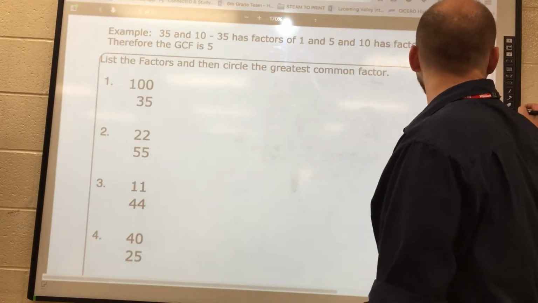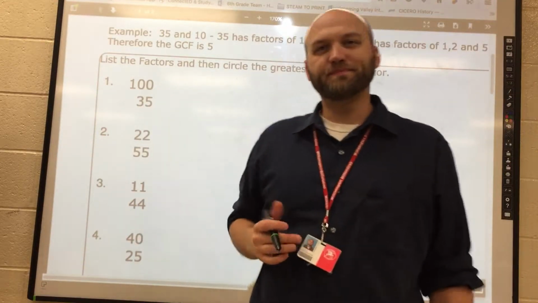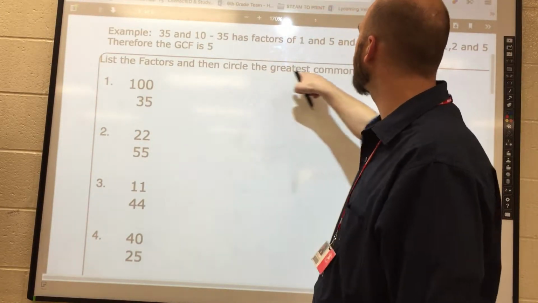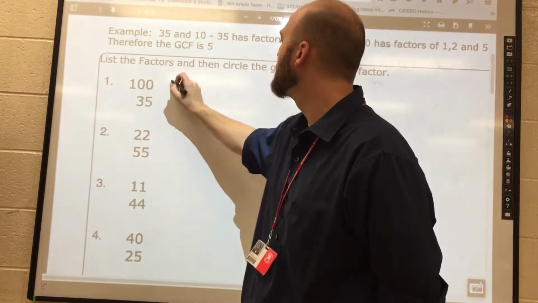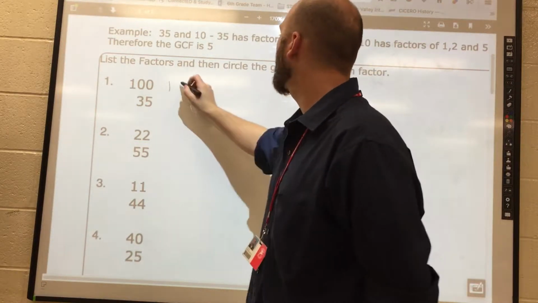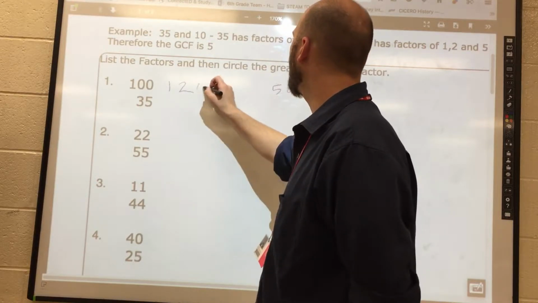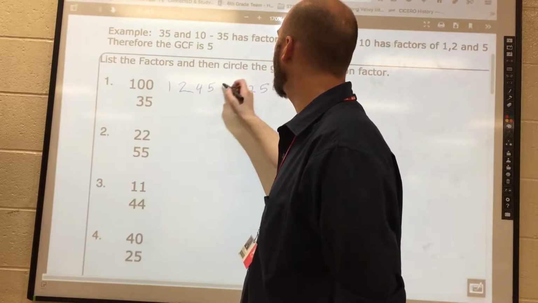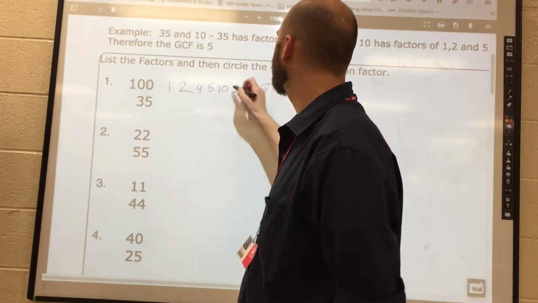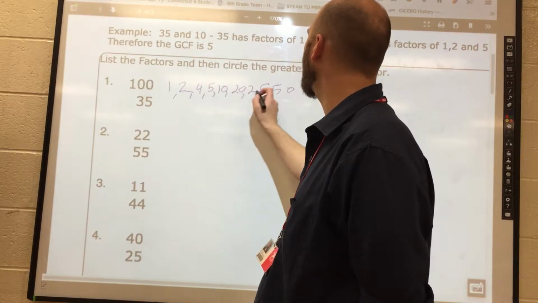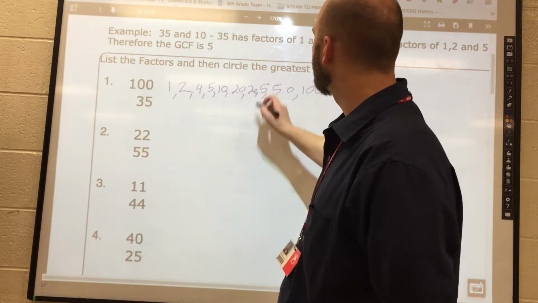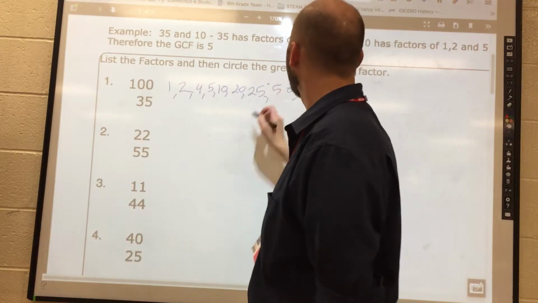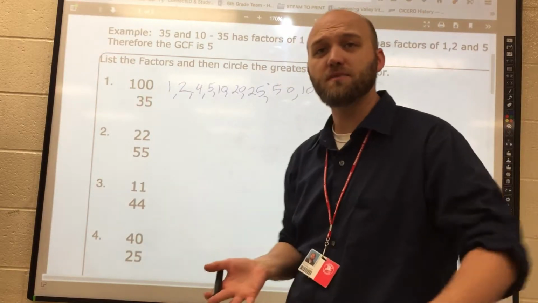So if I were to make a harder one, take 100 and I take 35. I'm going to do this exact same thing. It says list the factors and then circle the greatest common factor. So for 100, I have 1, I have 100, I have 2 and 50, I have 4 and 25, I have 5 and 20, and I have 10 and 10. 1, 2, 4, 5, 10, 20, 25, 50. There's a mistake right there. Let me go ahead and fix that one. 25 and 50.